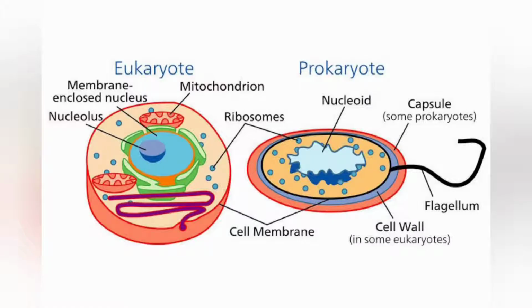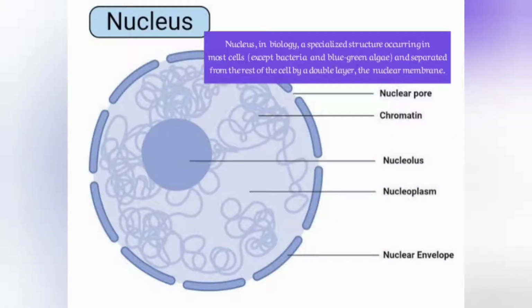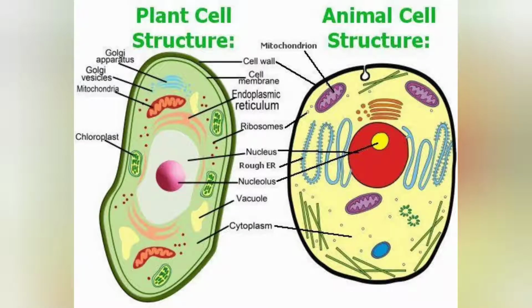Plant cells are eukaryotic cells with a true nucleus, along with specialized structures called organelles that carry out certain specific functions. Nucleus in biology is a specialized structure occurring in most cells except bacteria and blue algae. As shown in the figure, there are two structures, the plant cell and animal cell. We are going to identify now the plant cell parts.